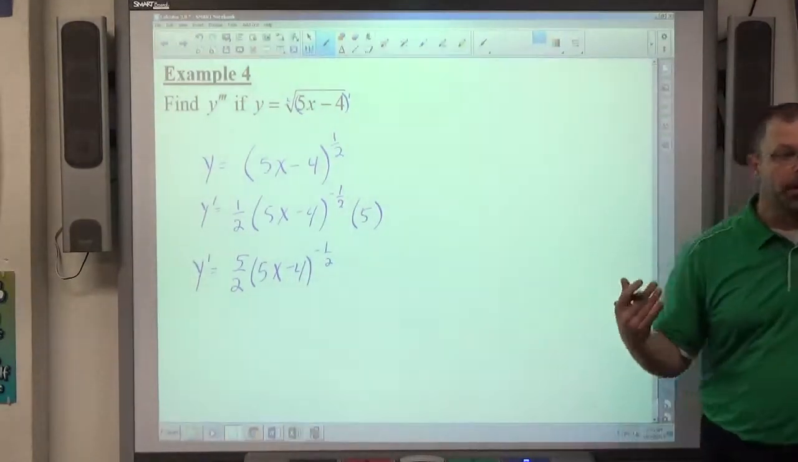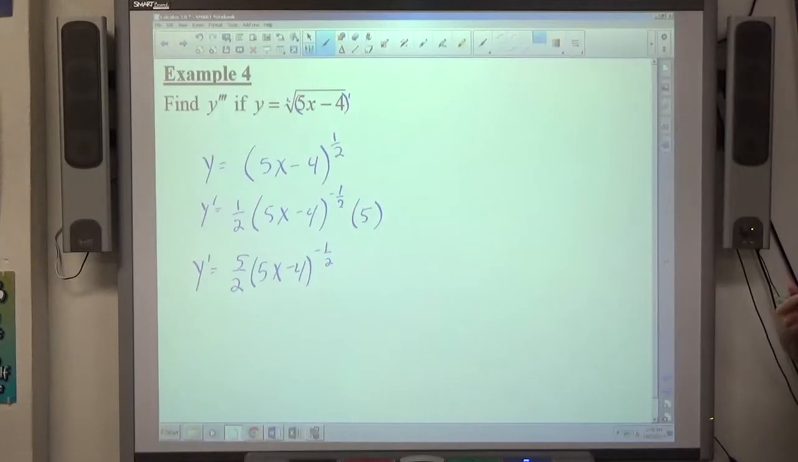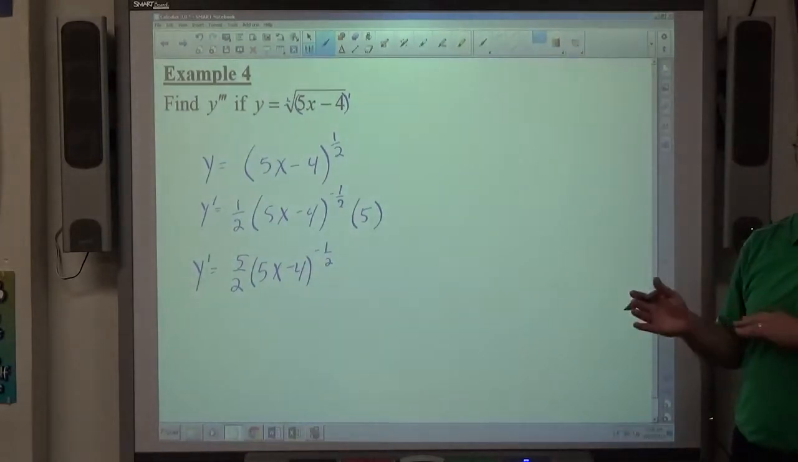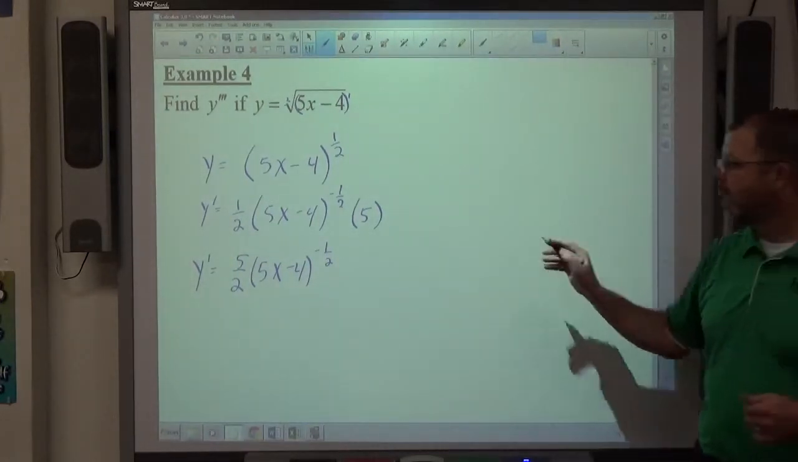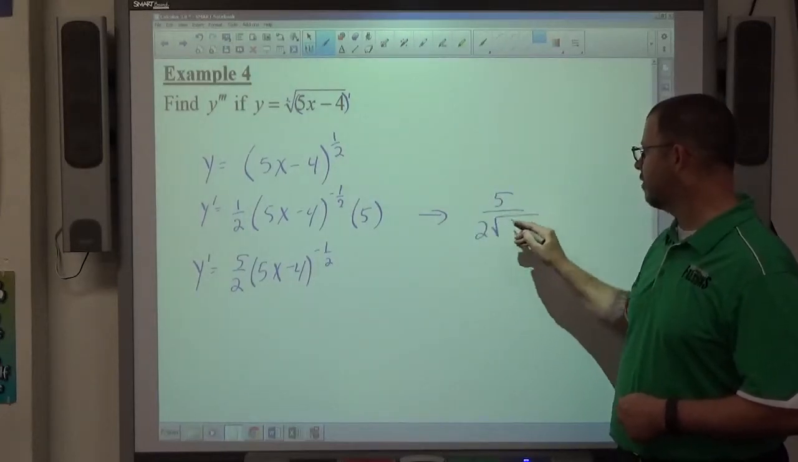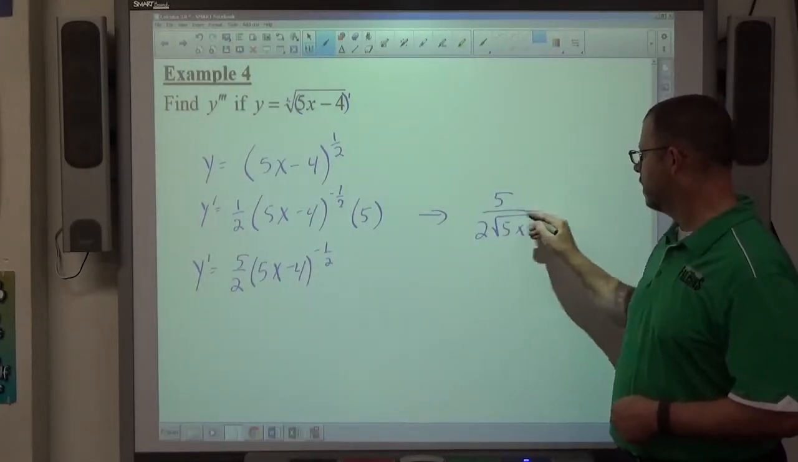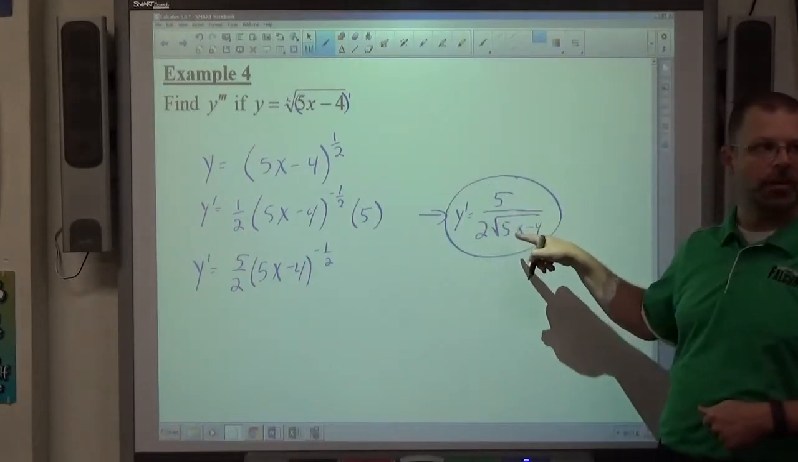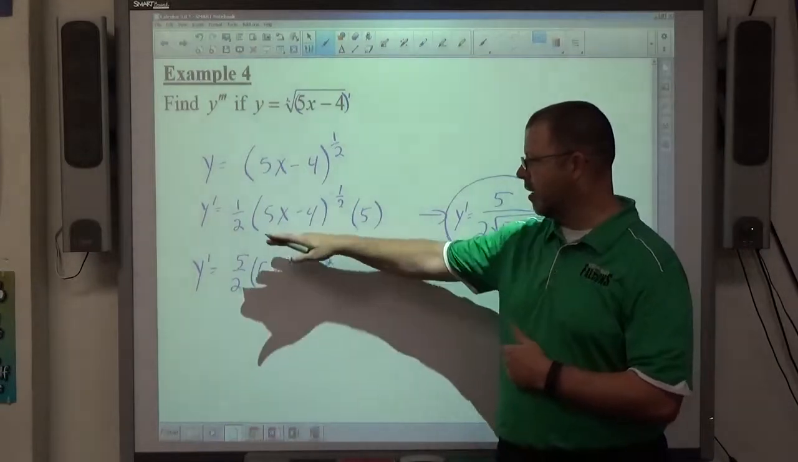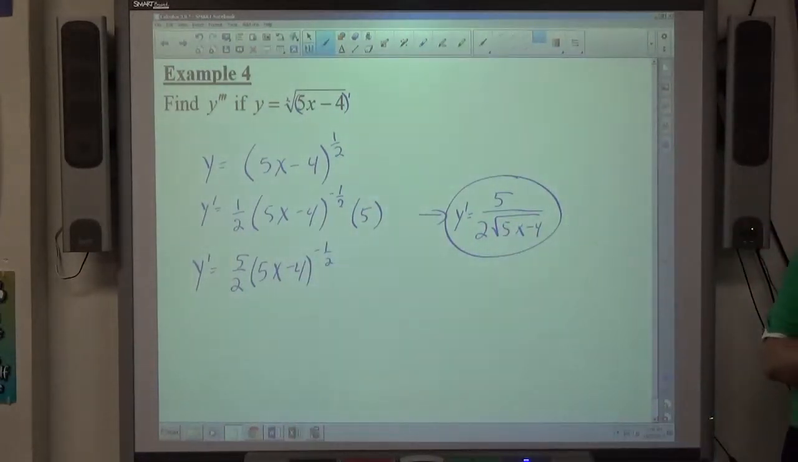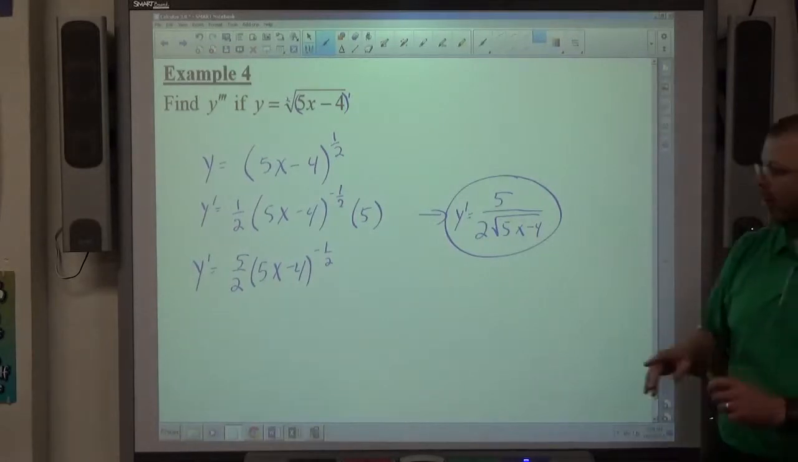Okay. I'm going to continue differentiating. I'm trying to find the third derivative, so I'm going to keep it in a good structure for differentiation rather than make it pretty. So if they'd said, find the first derivative, find y prime, I probably would have ended up with 5 over 2 times the square root of 5x minus 4. That's a good finishing answer for a derivative, but I'm still differentiating, so I want to keep it in this power structure. I don't even want to move the 1/2 power to the bottom.